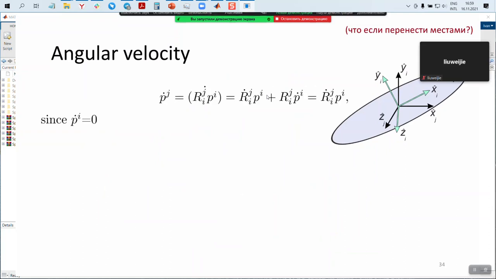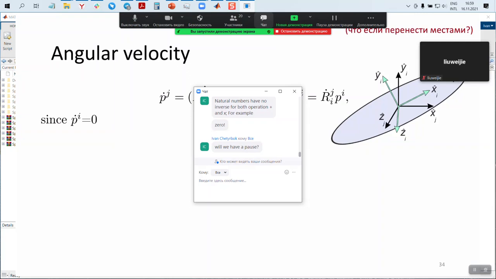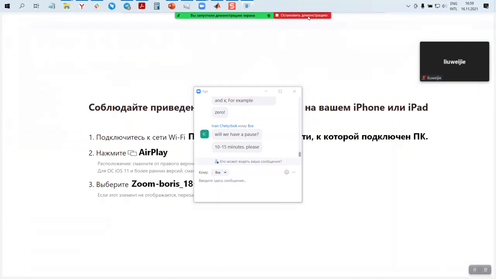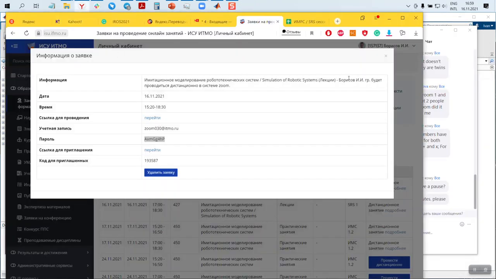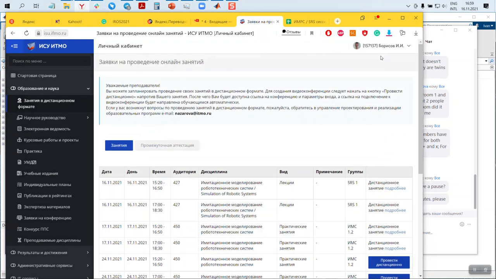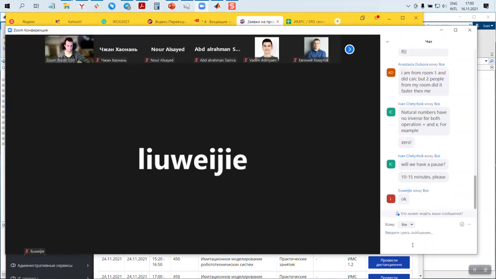All right, so we do have a question. Yeah, we can do the pause. We can take a break, or actually we can break it right now. Is it time according to the schedule? Because I don't actually remember. Yeah, let's take a pause. Let's take a break for 10 minutes and then we'll continue with the angle velocity. All right? All right, so we have a 10 minutes break.